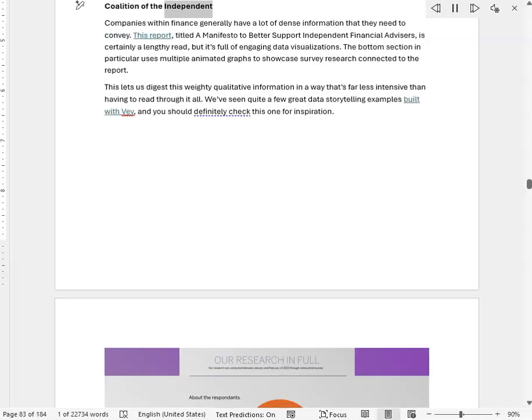Coalition of the Independent. Companies within finance generally have a lot of dense information that they need to convey. This report, titled A Manifesto to Better Support Independent Financial Advisors, is certainly a lengthy read, but it's full of engaging data visualizations. The bottom section in particular uses multiple animated graphs to showcase survey research connected to the report. This lets us digest this weighty qualitative information in a way that's far less intensive than having to read through it all.